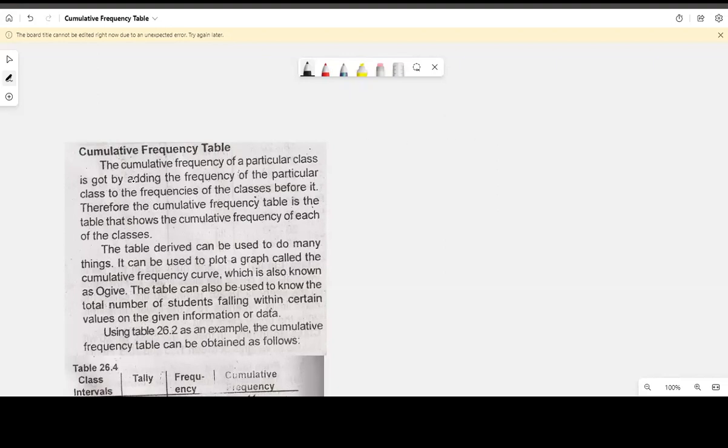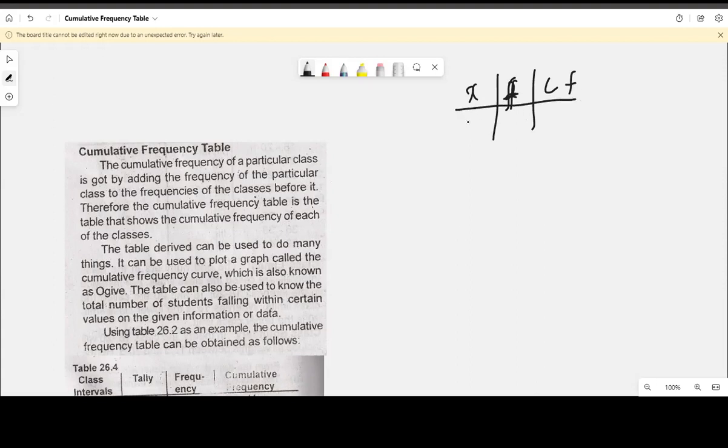Let me read from the board. It says the cumulative frequency of a particular class is got by adding the frequency of the particular class to the frequency of the classes before it. For example, if I have data X and the frequency, let me write it first. The cumulative frequency, let me write it CF.